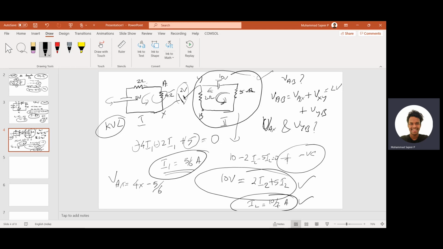And we know this center is 2 volt, and another voltage will be equal to 2 into 10 by 7, because there is a 2 ohm resistance there and 10 by 7 is the current. So the total VAB: you just put this VA and VX and the 2 volt into this equation and you will get the result. That's the idea. I think that's also clear.